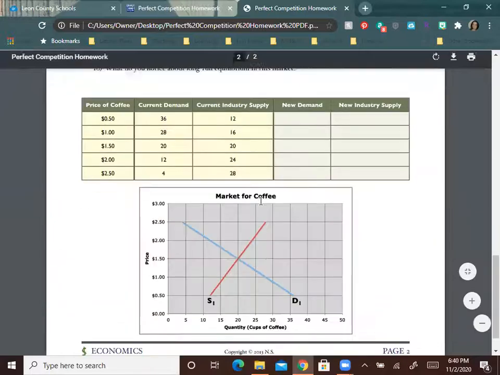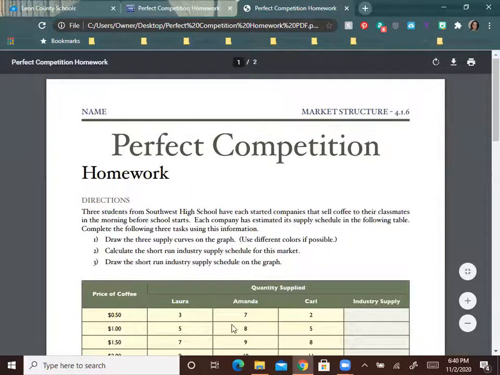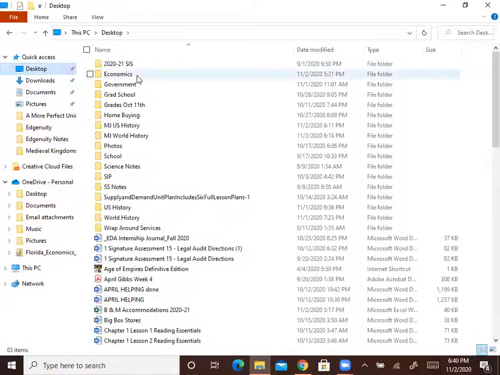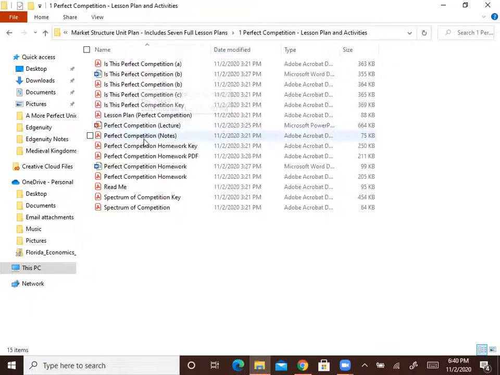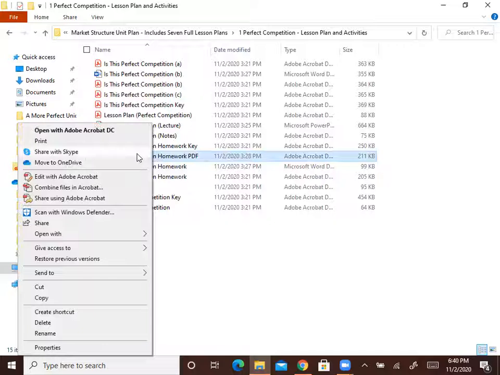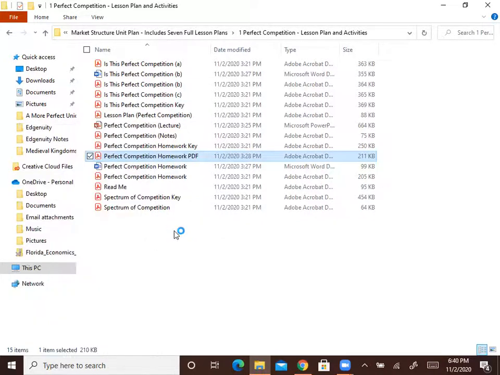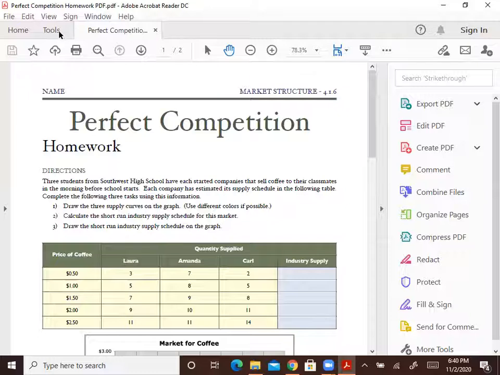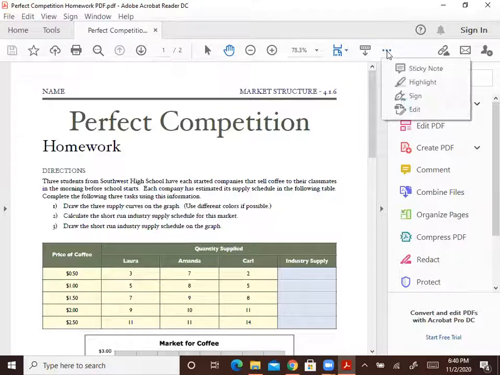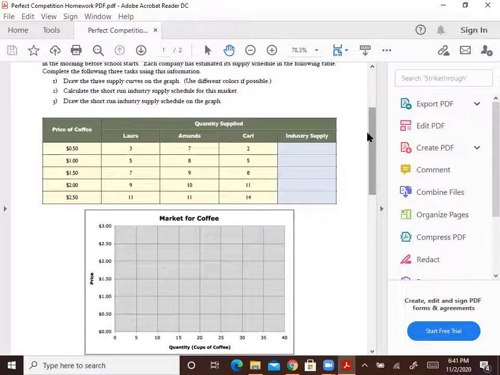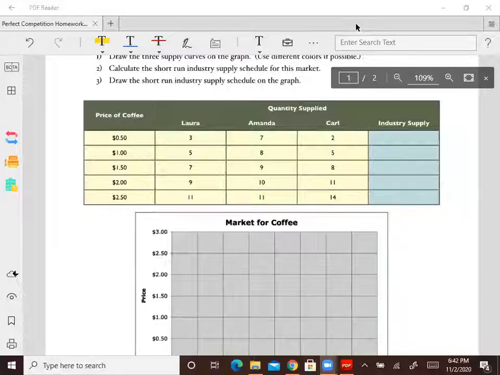So I'll help you with one of them. Let me open this in a different viewer. All right, I got my Adobe. Okay. So it says to draw 3 supply curves on the graph. All right, sorry about that.